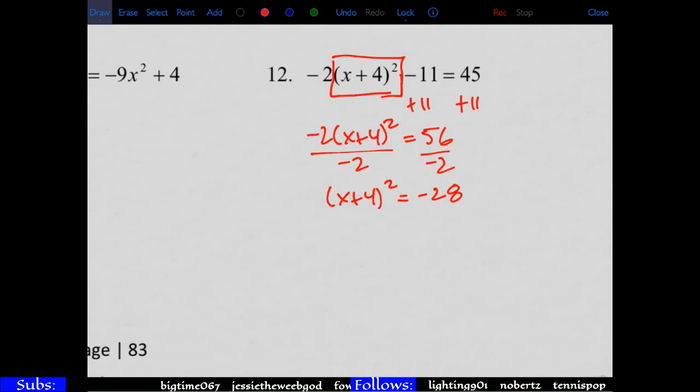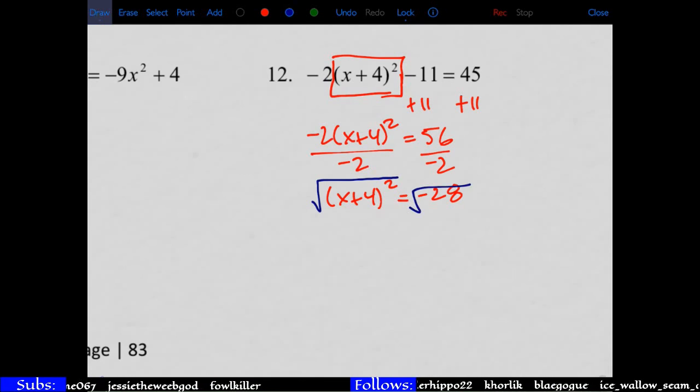Now that our squared term is alone, we can cancel that square by square rooting both sides. So I'm going to draw this square root symbol in here. I'm going to square root that side and that side. That's going to make these cancel.